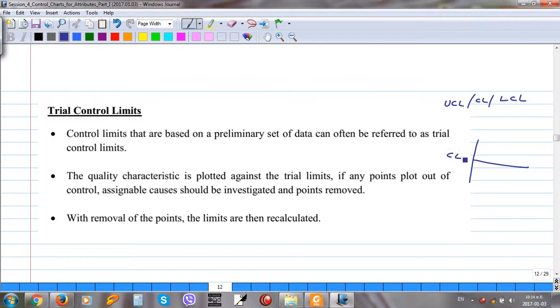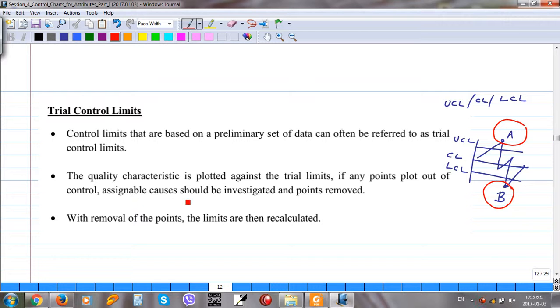This is the center line, this is the upper control limit, and this is the lower control limit, and the control chart we can draw this way. This is A, this is B. Normally we are taking trial control limits. If quality characteristics are plotted against the trial limits and any point plots out of control, you can see this point is out of control and this point is also out of control.